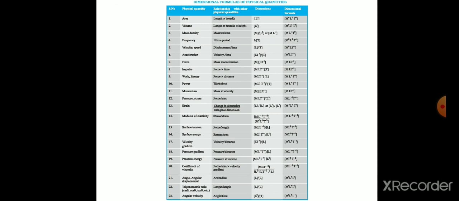The dimensions of certain physical quantities are given at the back side of your textbook. You will be learning about all these quantities as you finish all the chapters in part 1 and part 2 of the physics textbook. Now go through the quantities which you are familiar with and practice how to calculate their dimensions.